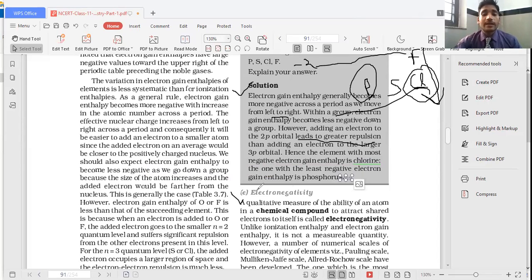Next thing is electronegativity, a very important concept. I think electronegativity we will discuss in the next lecture.